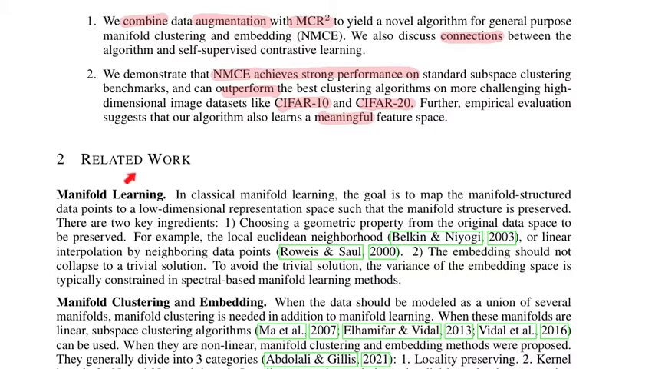Let's go over the related work section. The first thing mentioned here is classical manifold learning. The objective there was to map the manifold-structured data points to a low-dimensional representation space in a way that the manifold structure is preserved. So there are two key ingredients in this. One is that we want to make sure that the embeddings do not collapse to a trivial solution, which means that the variance of the embedding space must be maintained somehow, usually by modifying the objective. And the other one is choosing a geometric property from the original data space to be preserved.